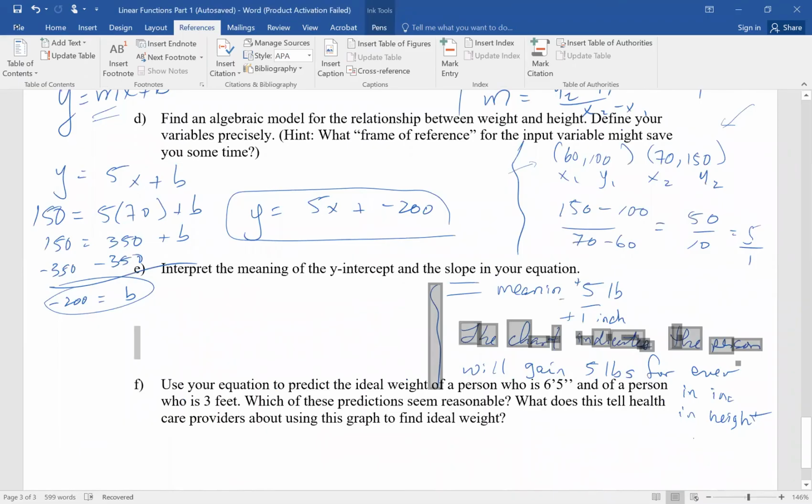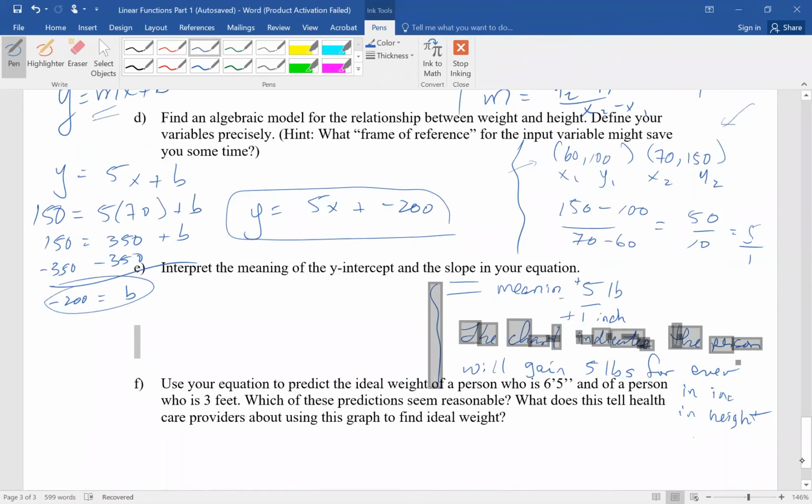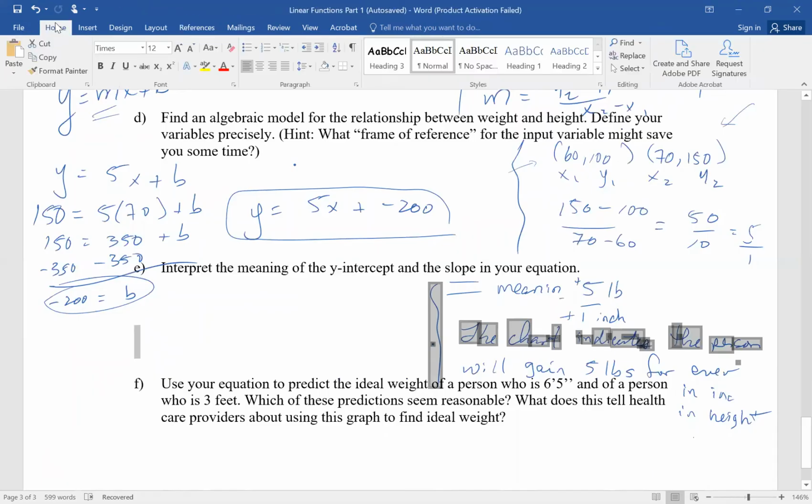Sorry, my calculator. Let me do a new share here. Apologize, the computer's glitching on me again. See if I can get out of that mode. I don't know why that's happening. Let's see, there we go. I'm sorry.